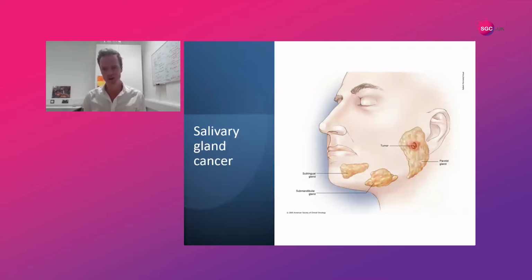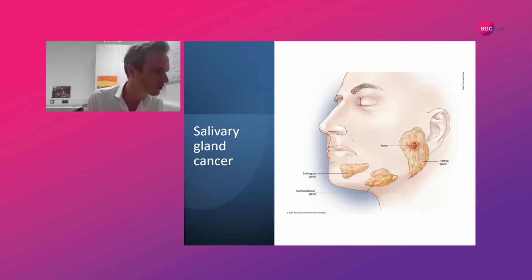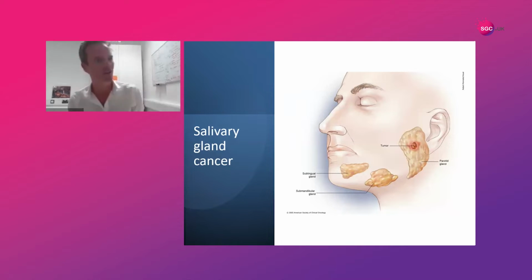And so just to start with some general thoughts and descriptions around salivary gland cancer. The purpose of today is to talk about acinic cell carcinoma. So acinic cell carcinoma is a type of salivary gland cancer. So what do we mean? Here's a picture I just stole off the internet of salivary glands. We have 3 pairs of salivary glands. We've got 6 we call major salivary glands.